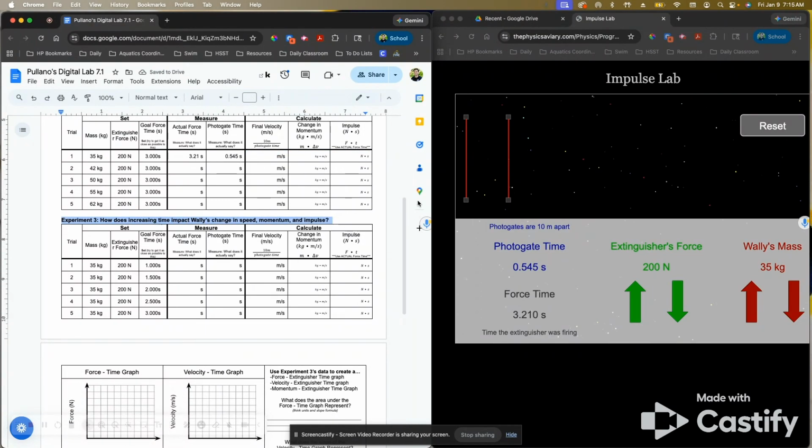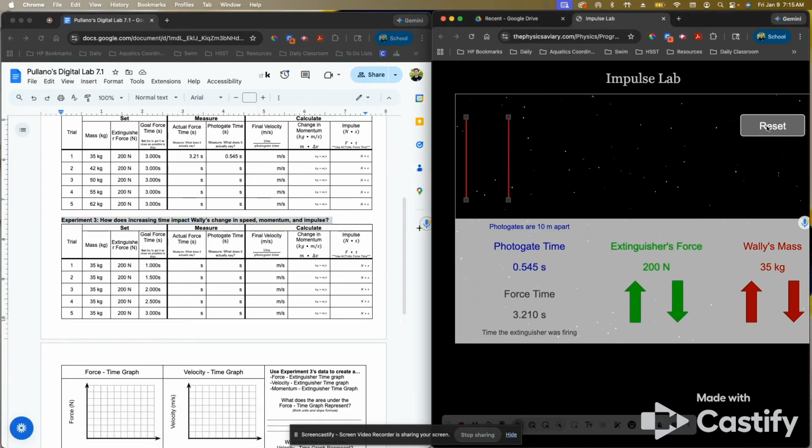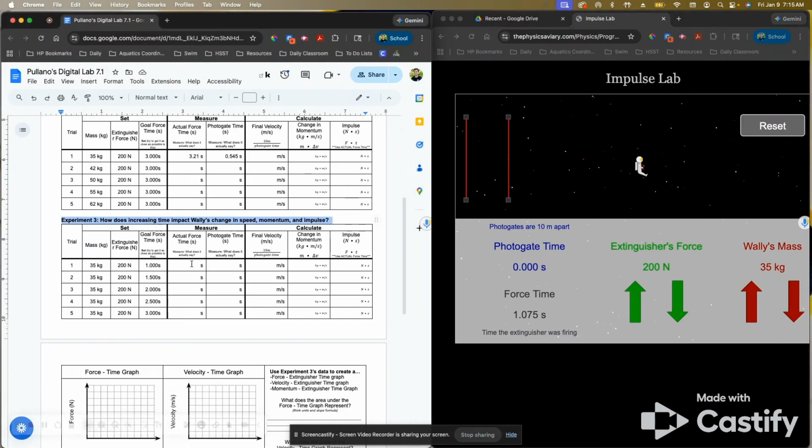And then our final experiment is how does increasing the time impact Wally's speed? So we're going to set our mass to be 35 kilograms, our extinguisher force to be 200, but now I'm only going to do it for 1 second and stop. And it may take Wally a little bit longer to get through here. So we would expect that he's moving at a lower speed, so his velocity is going to be lower. So he hits there, boom, and boom. So the actual time that I launched him was 1.075 seconds. That's how long the extinguisher was going. And then the photo gate time was 1.628. And I would solve for my final velocity, my change in momentum, and my impulse.